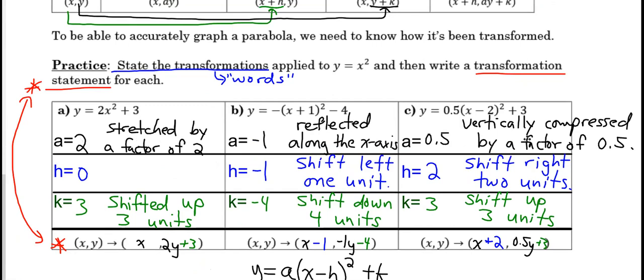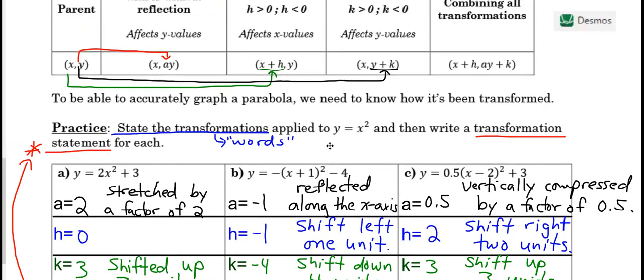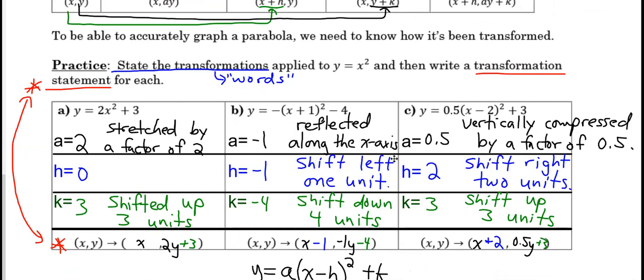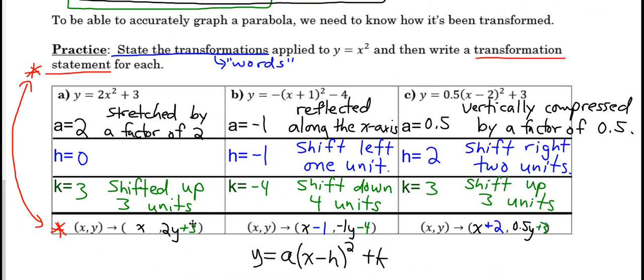So this black portion up at the top is the stating of the transformations. The a value is 2, so the original parabola has been stretched by a factor of 2. The h is 0, so there's no words to include there. And if the k value is 3, it's shifted up. And as you can see, I've just used this transformation statement down here. Where did this come from? It came from this generic formula up at the top, x plus h, well, h is 0, and then ay plus k, so ay plus k. And then you just repeat the process with the other 2 examples.